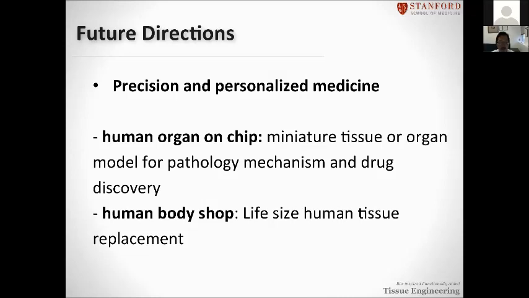There are also two applications. One is the human organ on chip. We can make a miniature structure of an organ or tissue for drug screening, so before we prescribe a drug to the patient, we know which drugs the patient is more sensitive to. For bacterial infections, we can learn whether the bacteria in the patient are more sensitive to certain antibiotics. And for human body parts, we can make life-size tissue replacements for better treatment.